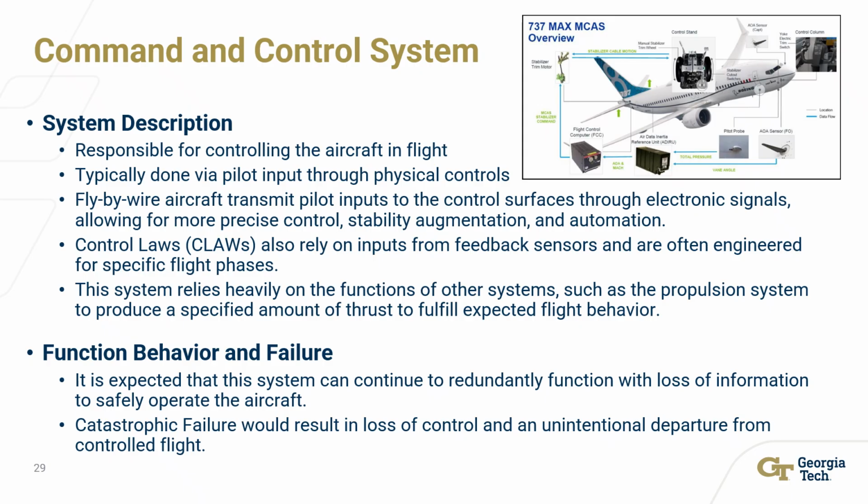The system often has control laws relying on additional input from feedback sensors to assist pilots through specific flight phases. Like the rest of the aircraft, this system is heavily integrated and relies on the successful functions of other systems, such as the propulsion system, to provide the necessary amount of thrust for a specific flight condition. It would be expected that the system would be able to function through a number of redundancies to safely continue operation of the aircraft, with potential catastrophic failure resulting in a loss of control of the vehicle.